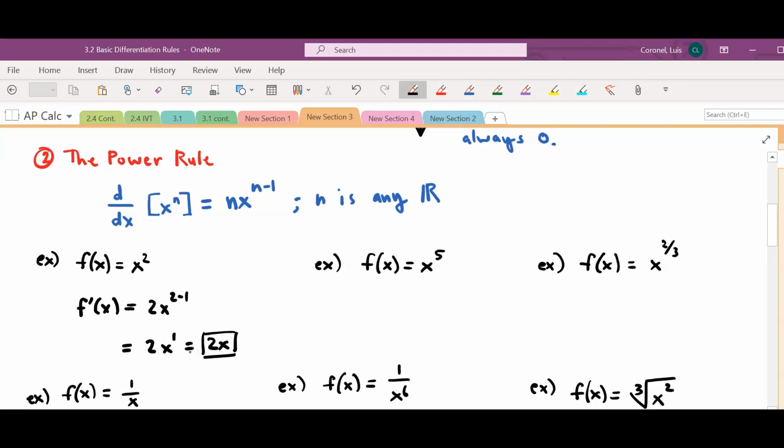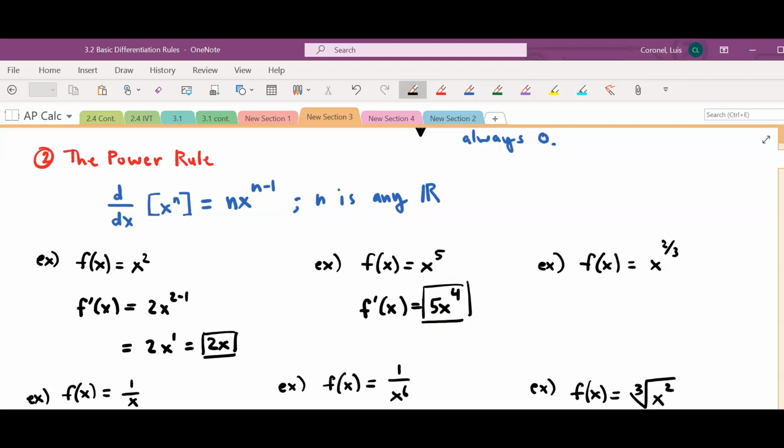Alright, next example, x to the power of 5. If you go too fast, you might forget the dash. f dash, that's derivative. So the power, 5, goes to the front. Subtract 1 from 5, and you get 4. That's the derivative.